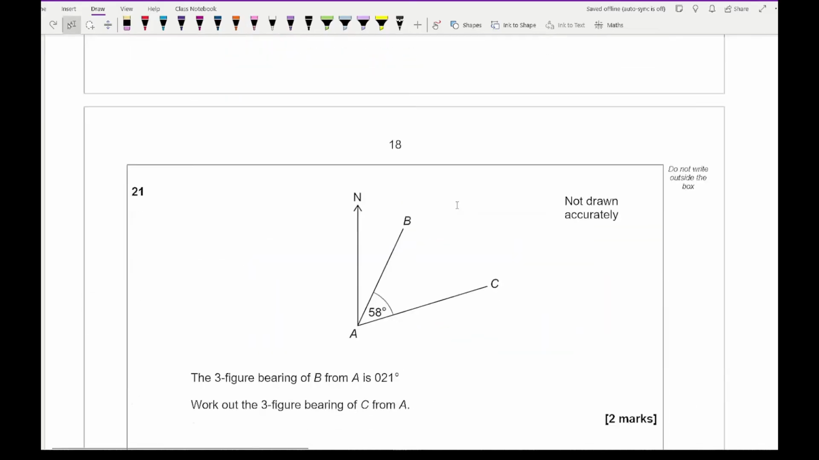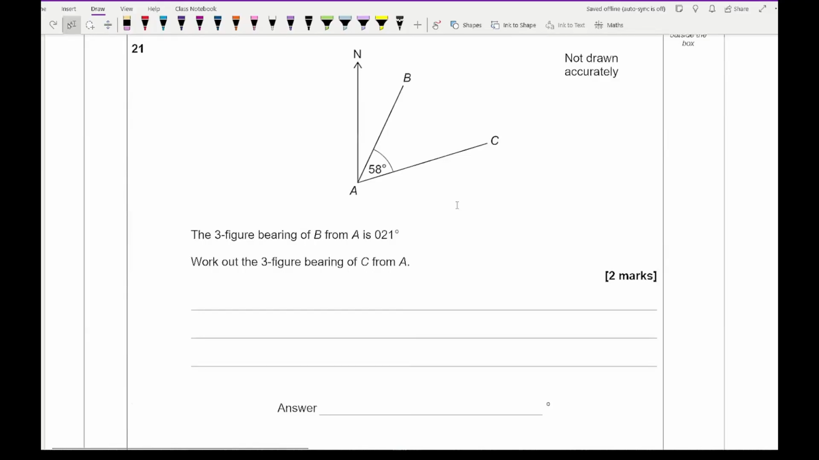Moving on to question 21, it says that the 3-figure bearing of B from A is 021. And it says work out the 3-figure bearing of C from A. Now for this, we need to remember that we're starting at A and we're ending at C. So we're starting at A, which is at this point here. So what we're wanting is this total bearing. Now it tells us in the question that A to B is 21, so that's 21 degrees. So the total bearing is going to be 21 plus 58, which gives me an answer of 79.